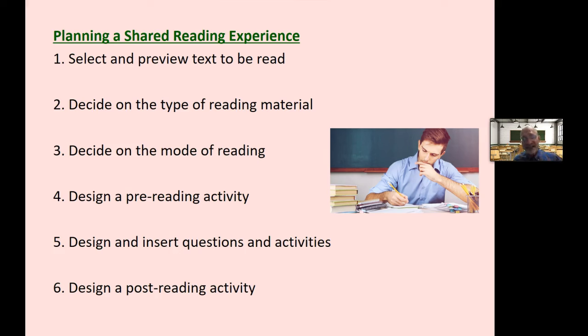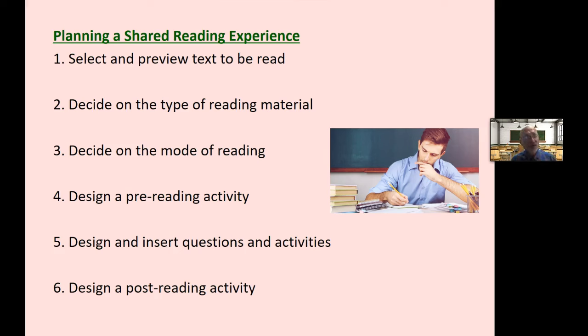Step 1, select and preview the text to be read. Not every text works this way, and you're looking for an excerpt. Step 2, decide on the type of reading material. Will it be photocopied? Will it be on a screen, an iPad? Decide on how you're going to enable students to have access to this. 3, decide on the mode of reading. And again, within the same shared reading activity, you will probably want to have different modes, at least 2 within that shared reading experience. Design a pre-reading activity.